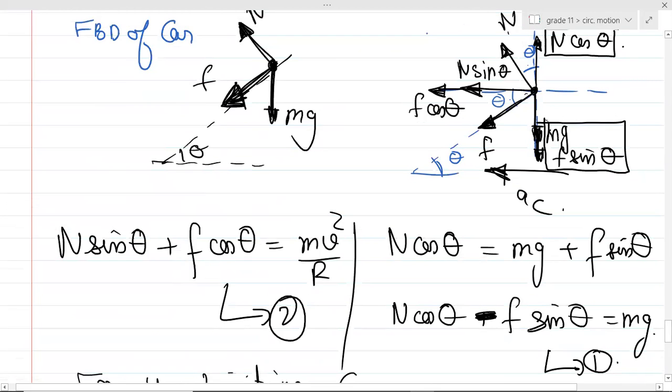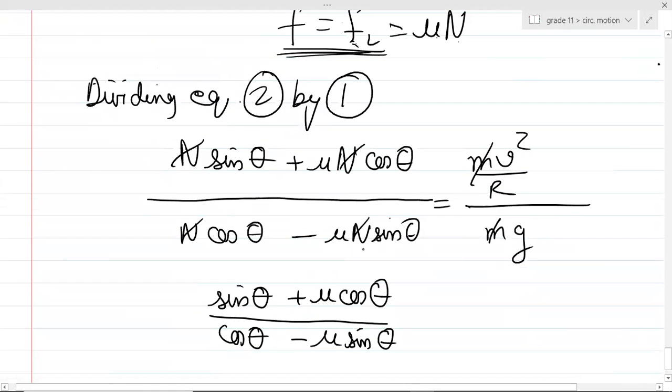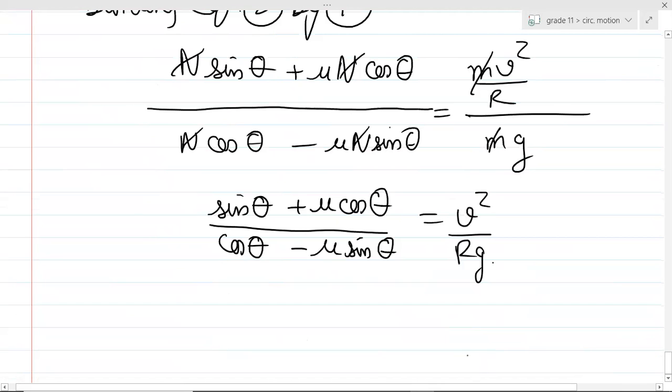N cos theta minus f sin theta is equal to mv square by r. Is this clear, guys? Is this clear? Yes, sir. So can you see over here? What will v be equal to?